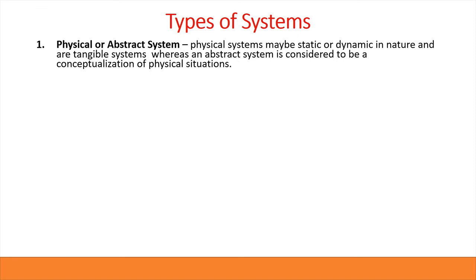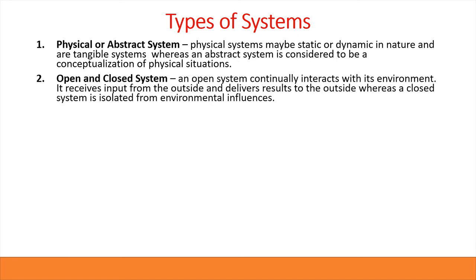Okay, so next is nothing but open and closed system. An open system usually interacts with the environment, it receives input from the outside and delivers to the outside world, whereas a closed system is isolated from environmental influences. Okay, let's say for example a feedback system of one organization. Okay, an open system, let's say for example they put out their products.